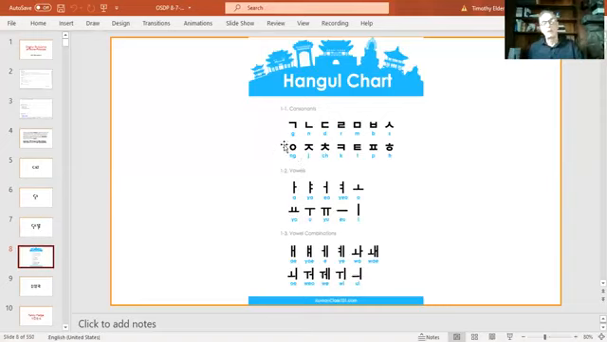All right. So anyway, this round consonant can appear at the beginning of a syllable or at the end of a syllable.